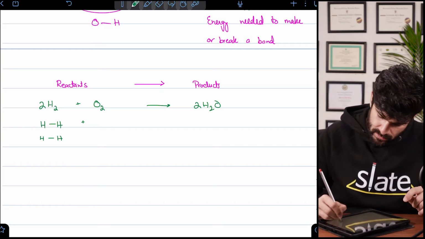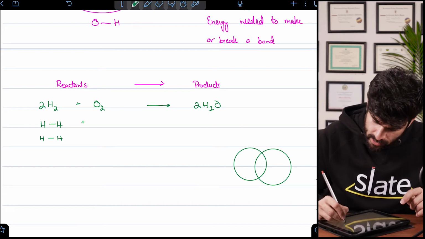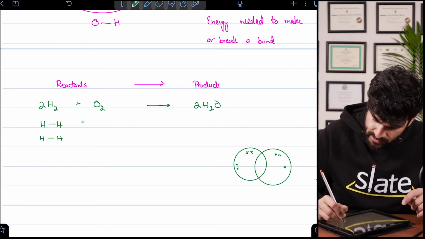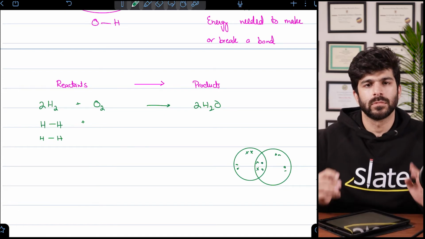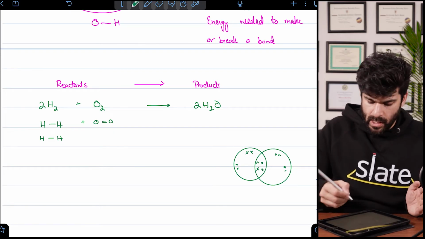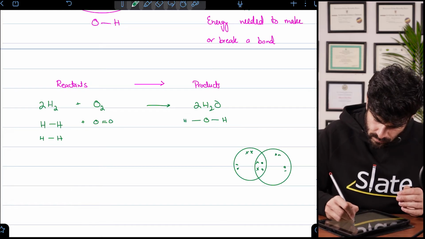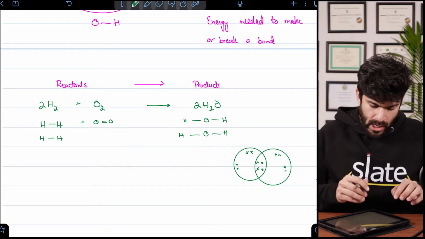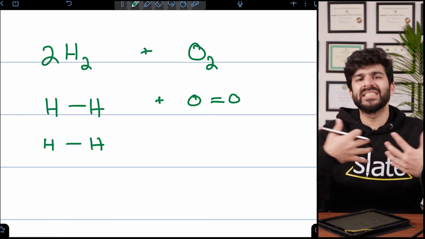Oxygen makes a double bond between two oxygen atoms. There is a double bond, students. So this is O=O. In the case of water, that's water.